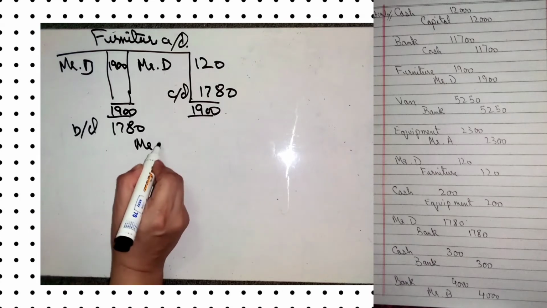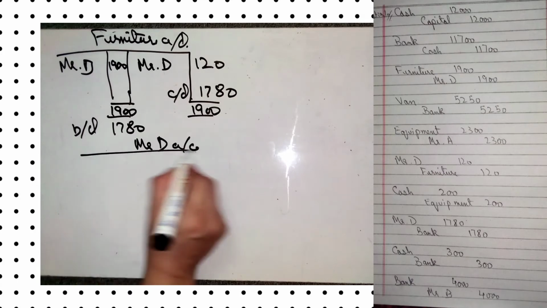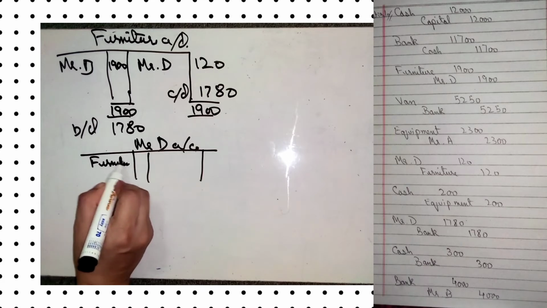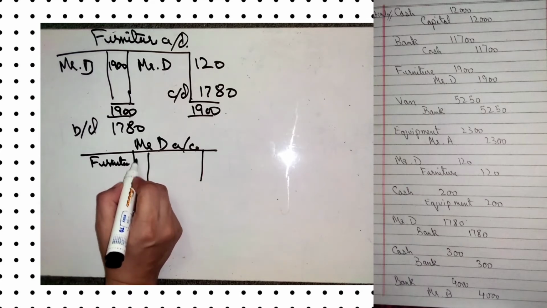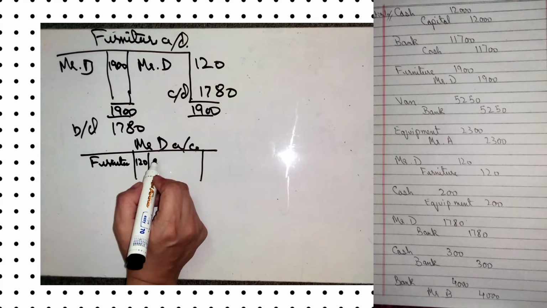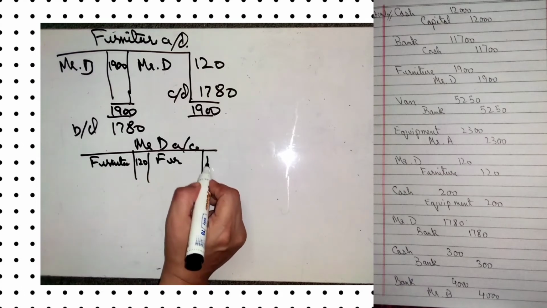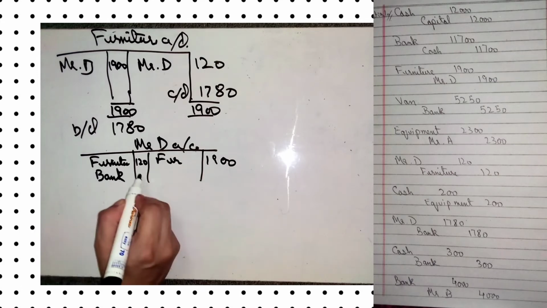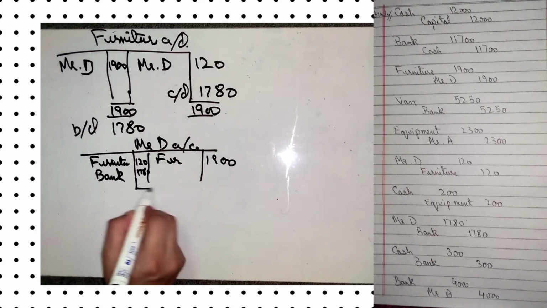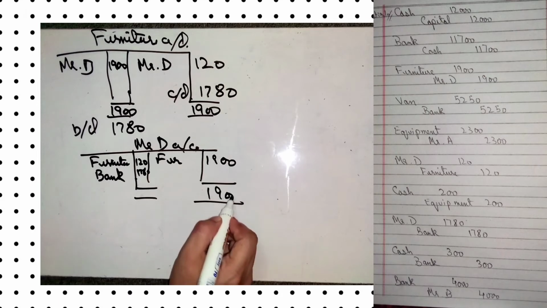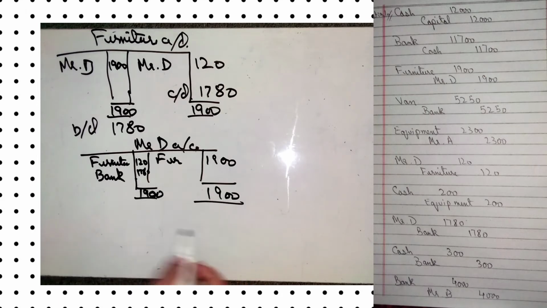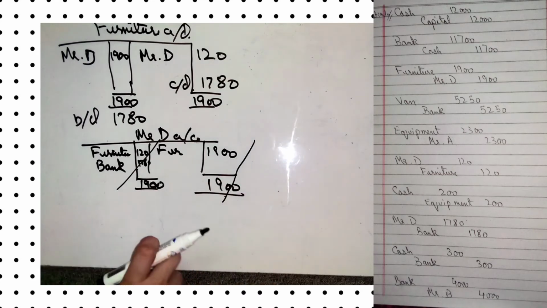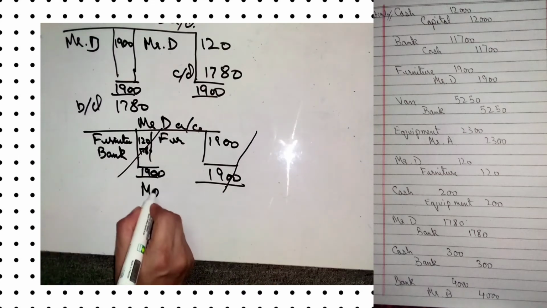Now Mr. D, furniture 120 was returned, and we bought furniture for 1,900, and then we paid the amount of 1,780. Both are equal, so we will not carry this. This is going to be cancelled, and we will not carry any amount to the trial balance.